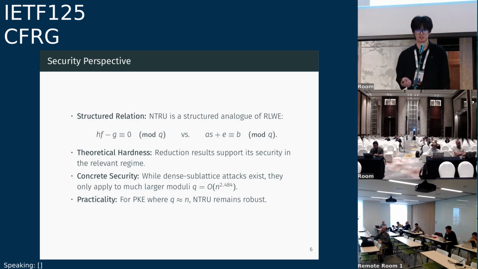And for the public encryption context, where Vq is comparable to N, we needed to consider that. So the message is that for public encryption, NTRU has a credible security foundation. We can use it since it has a 30-year history, and there's no large attack that can weaken the security by a lot.